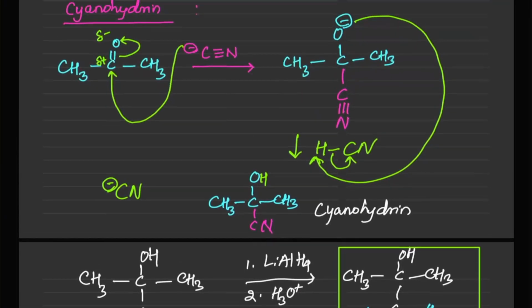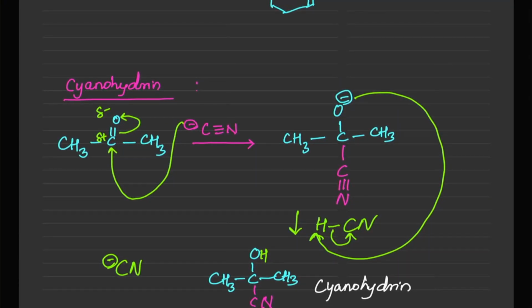So the key idea here is the reaction of an aldehyde or ketone with cyanide ion. The reaction follows the exact same pattern, where a nucleophile attacks the carbonyl carbon, and then once you have the O negative ion, we just neutralize it with a proton source. Okay, that's it. Let's stop here.